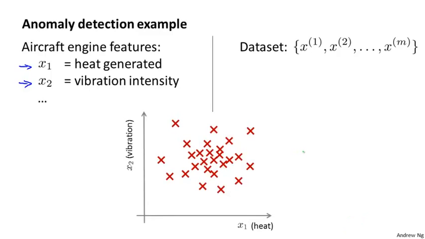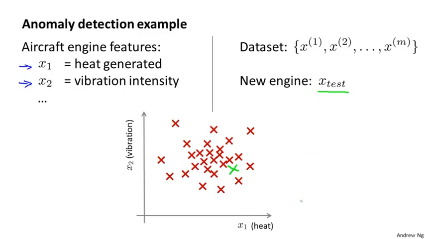So the anomaly detection problem is the following. Let's say that on the next day you have a new aircraft engine that rolls off the assembly line, and your new aircraft engine has some set of features X test. What the anomaly detection problem is, we want to know if this aircraft engine is anomalous in any way. In other words, we want to know if maybe this engine should undergo further testing, or if it looks like an okay engine and so it's okay to just ship it to a customer without further testing.